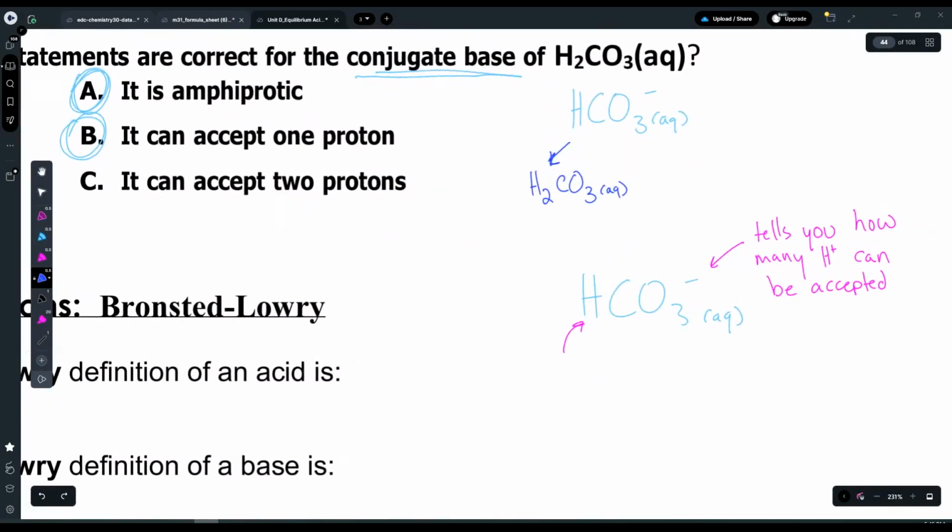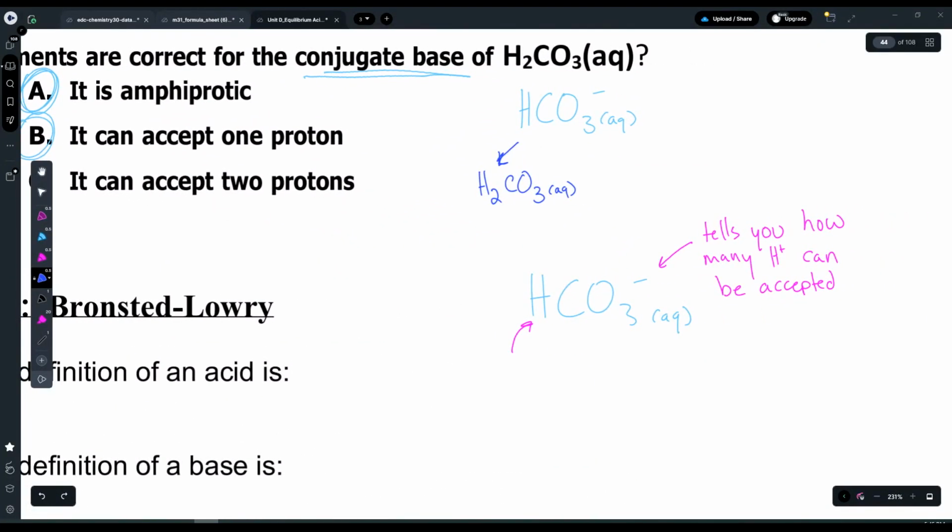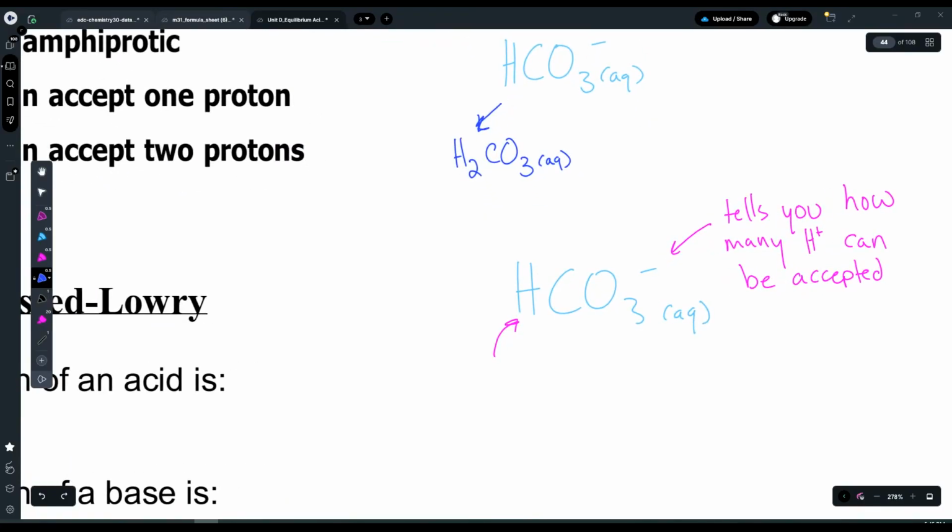In terms of losing hydrogens, just while we're talking about gaining or losing hydrogens, how many hydrogens a substance can lose is told to you by how many hydrogens there are in the substance.